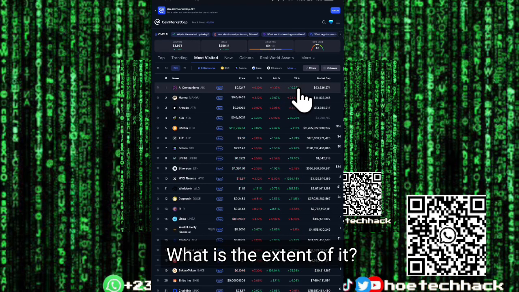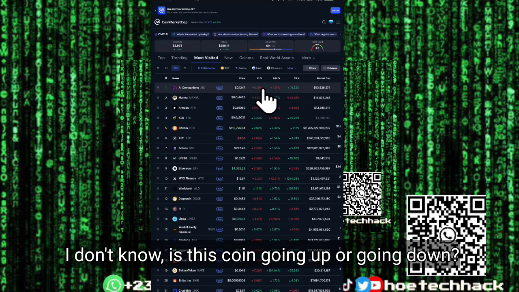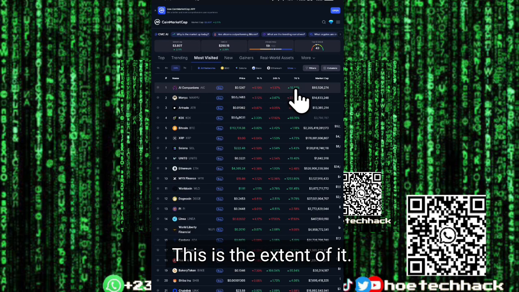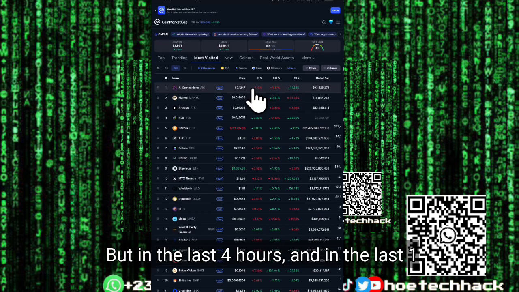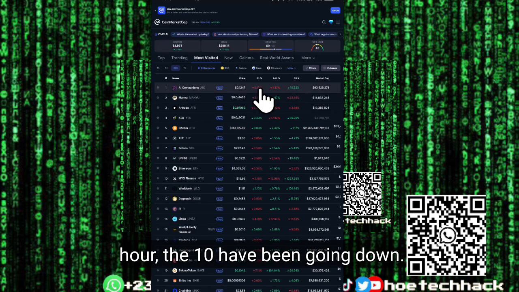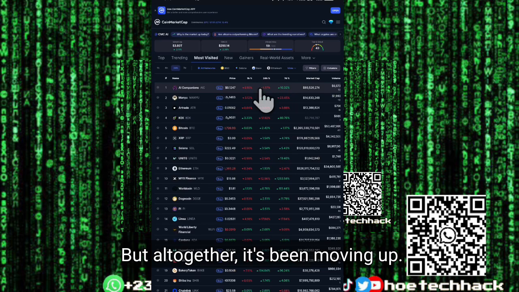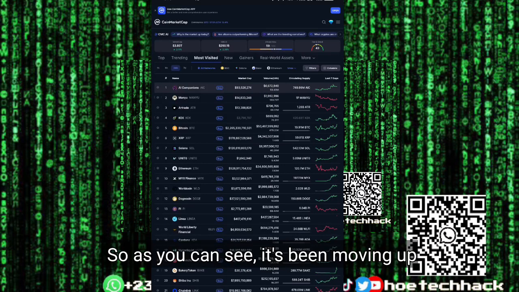What is this telling us? Is this coin going up or going down? This is telling us that in the past 7 days it has been going up, but in the last 24 hours and the last 1 hour it has been going down. But altogether it has been moving up. So as you can see, it has been moving up altogether.